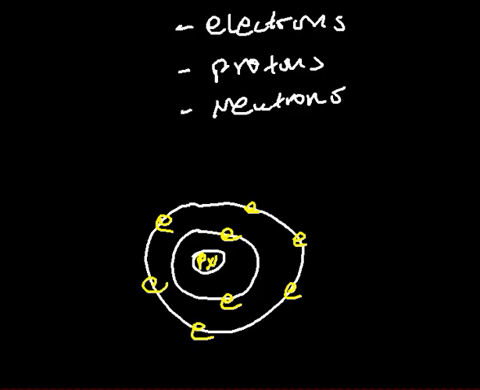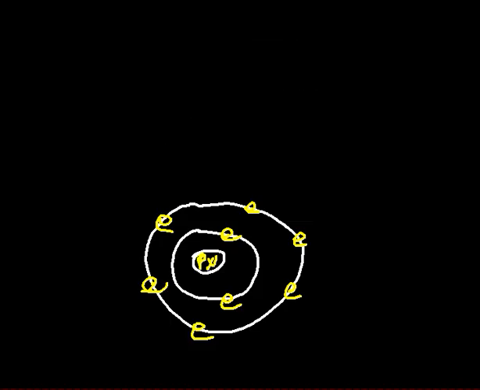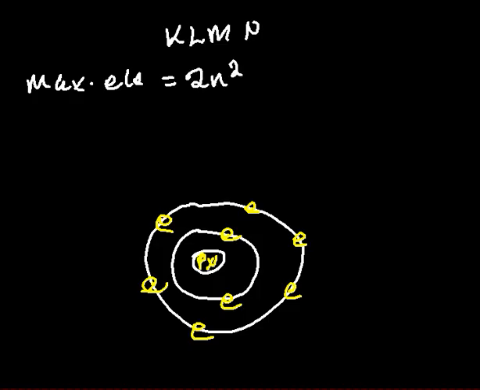The configuration of these electrons follows the principle of the configuration using the KLMN notation, which states that the maximum number of electrons that a particular energy level can occupy is given as 2n squared, where n corresponds to the energy level.